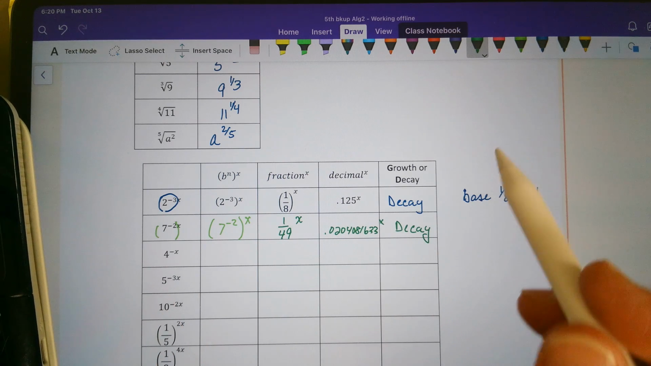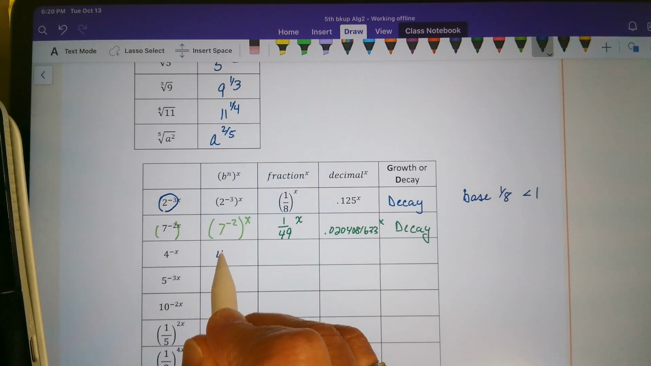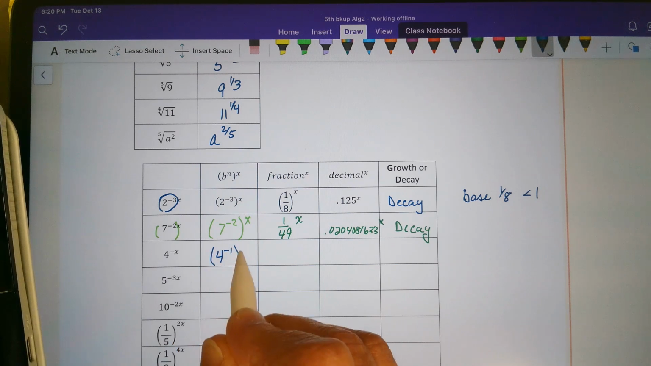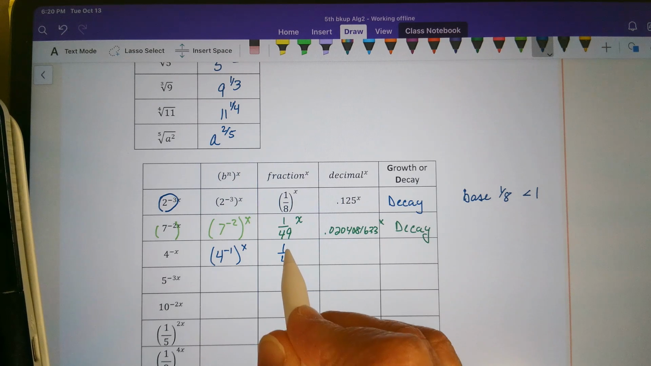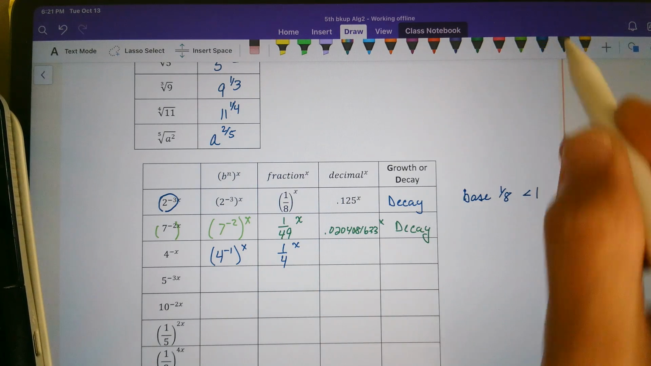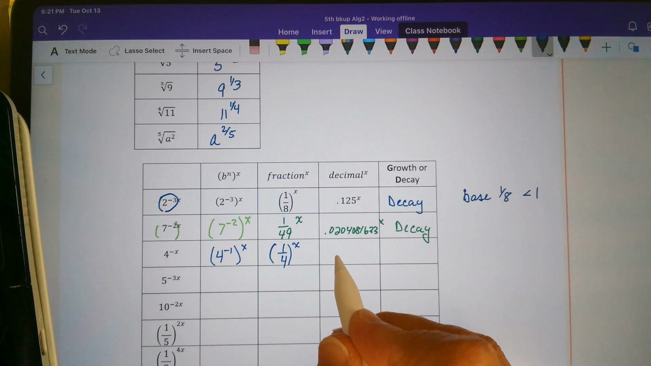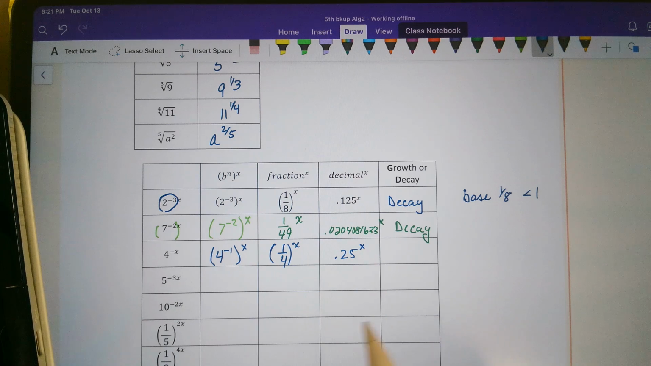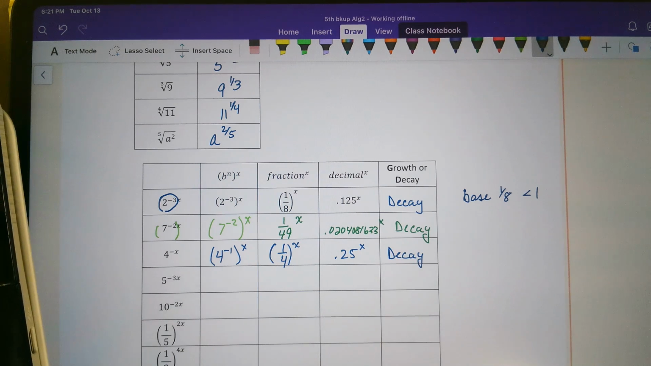Four to the negative x. This is 4 to the negative 1 raised to the x. 4 to the negative 1 is 1/4, raised to the x. 1/4 is 0.25. This also is decay because our base is less than 1.